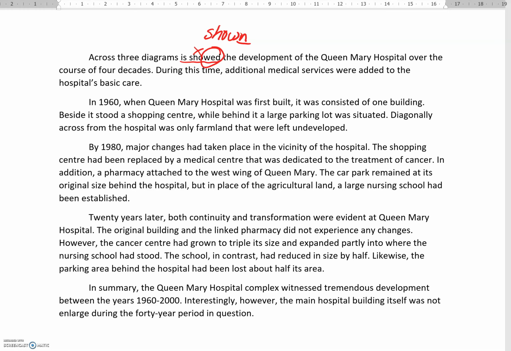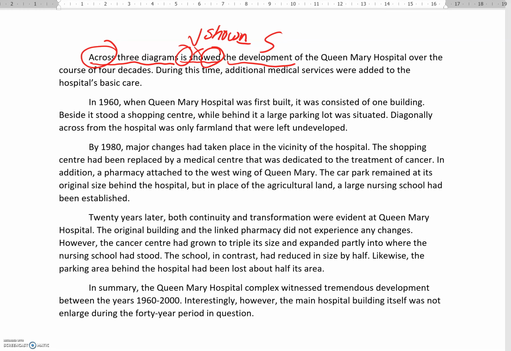Now, one thing to notice is that in this case, when we have a preposition with a noun, a prepositional phrase, at the beginning of a sentence, especially location, often the subject follows the verb. Right? We have the verb, then the subject. And since development is singular, is is correct. Okay, so look out for that as well.